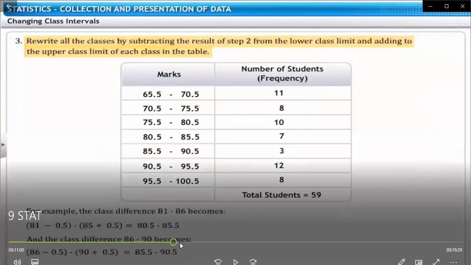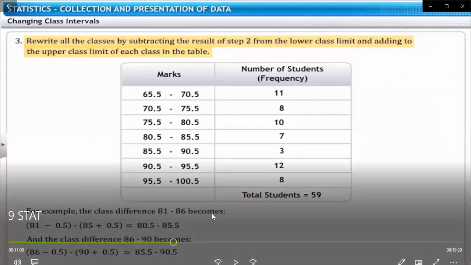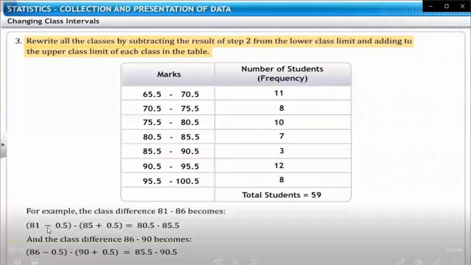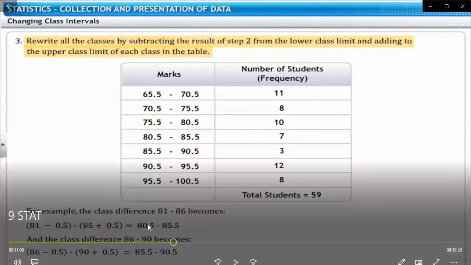So for the step number 3 that we did over here, for example, the class from 81 to 86 becomes, in the lower class limit, we subtract 0.5, so it becomes 80.5, and to the upper class limit we add 0.5, so it becomes 85.5. So in this way the table changes, right? And now next we have the fourth step.